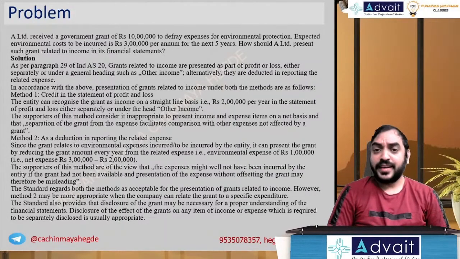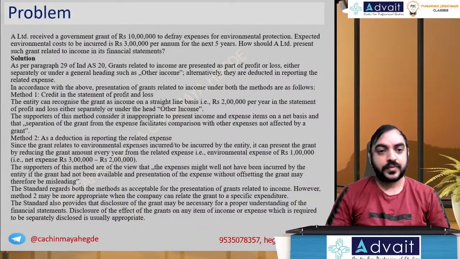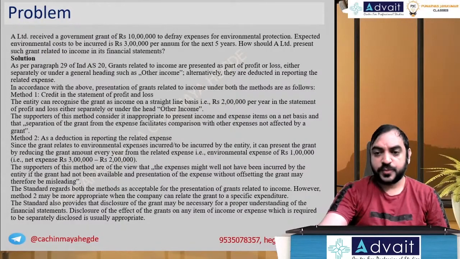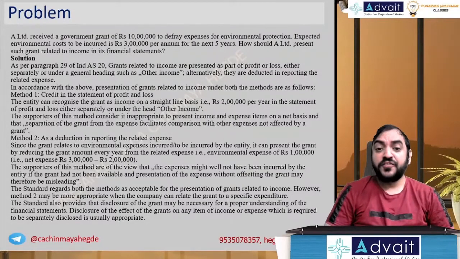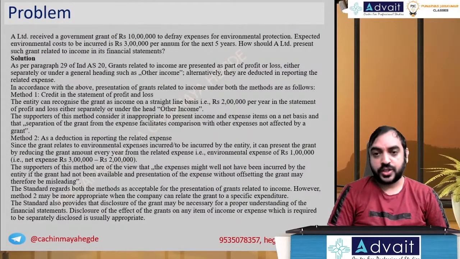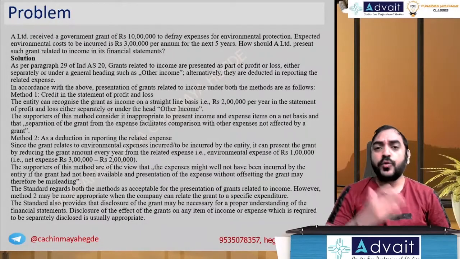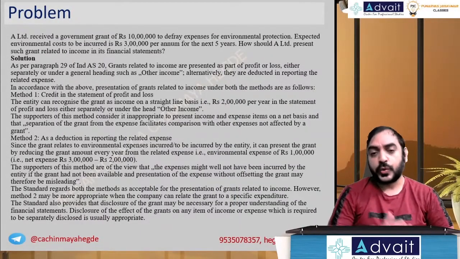Let us do problems on Ind AS 20, that is government grants. Let us read this problem. A Limited received a government grant of rupees 10 lakh to defray expenses for environmental protection. Expected environmental cost to be incurred is 3 lakh per annum over next 5 years. How should A Limited present such related income in the financial statements? So basically, how it should be recognized, how it should be disclosed.